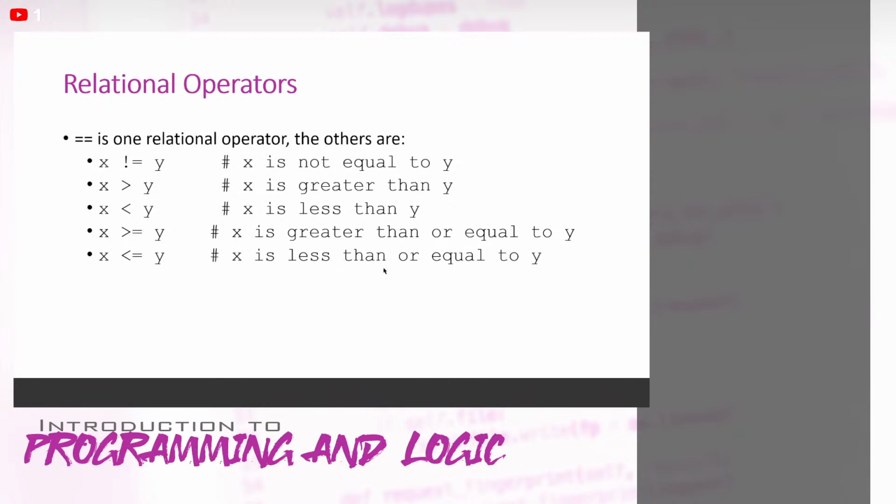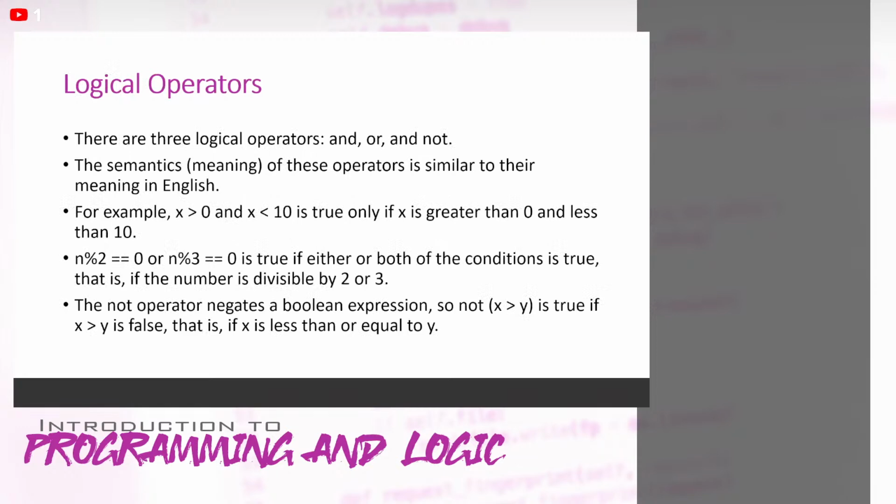Now, there are instances, and this gets us our proposition, when we may need a complex proposition. We may have multiple things that could be true or could not be true, right? And in those cases, we use logical operators. And so we have 3 logical operators in Python. They are and, or, and not.